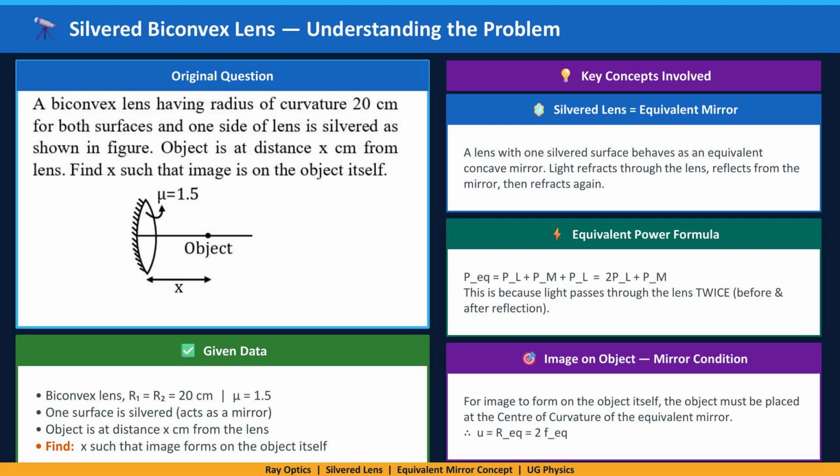There are three key concepts to understand here. First, when one surface of a lens is silvered, the whole system behaves as an equivalent mirror, not just a lens. Second, the power of this equivalent mirror equals 2 times the power of the lens plus the power of the mirror surface. Light travels through the lens twice because it refracts in, reflects off the silvered surface, and refracts out. Third, for the image to form exactly on the object, the object must be placed at the center of curvature of this equivalent mirror, which means the object distance equals 2 times the focal length of the equivalent mirror.